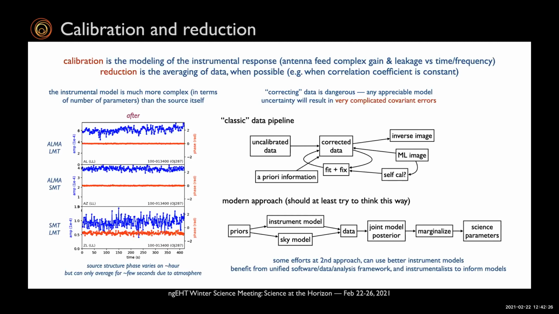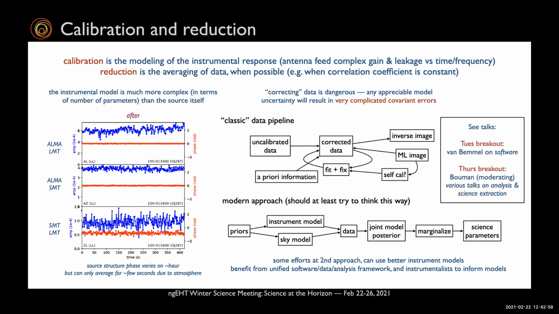And a more modern approach really uses something like Bayesian inference to build a joint model posterior of both our instrument and our sources. And just to be clear, everything I've personally done fits the classical data pipeline model, right? So I'm pointing fingers at myself here in a sense, but I do think we should try to think of this modern approach as we develop new software environments, and also modern approaches to our analysis.